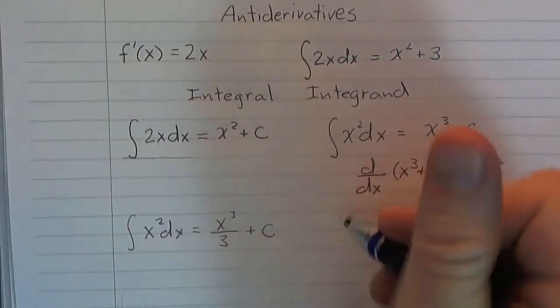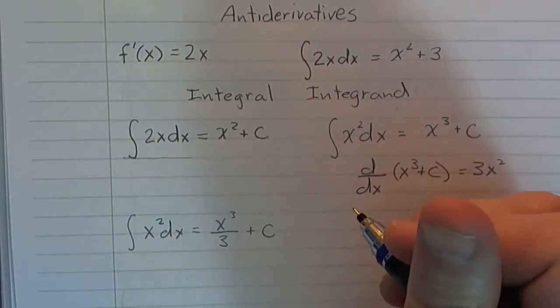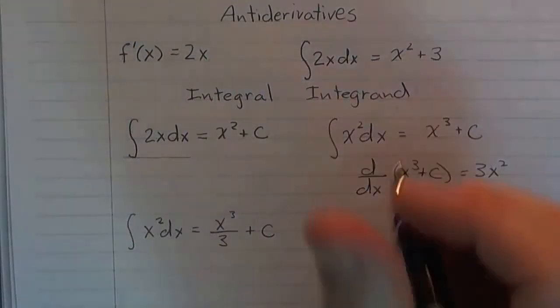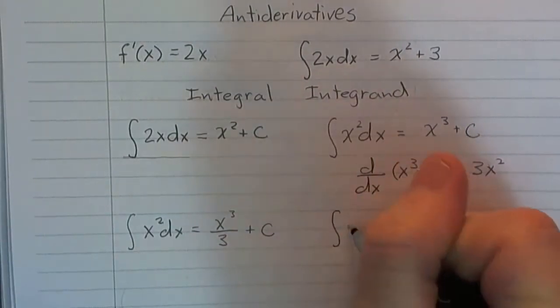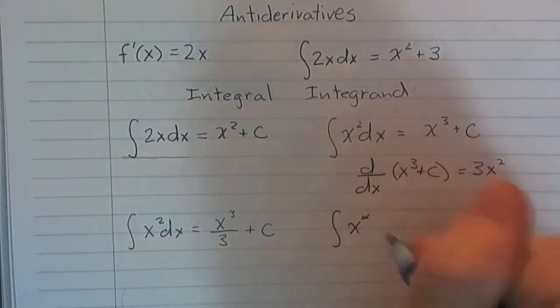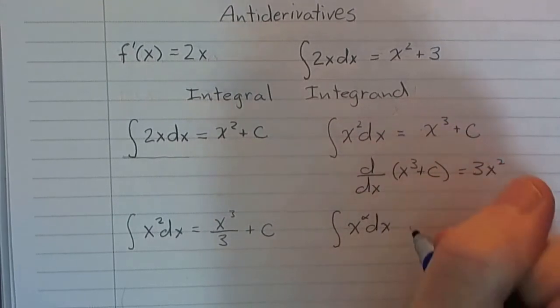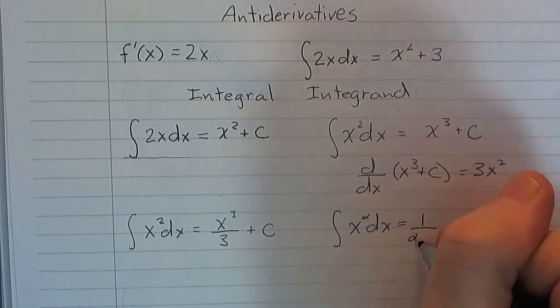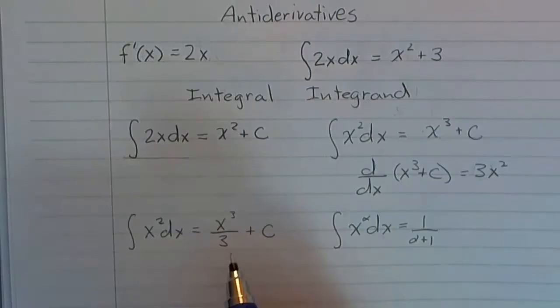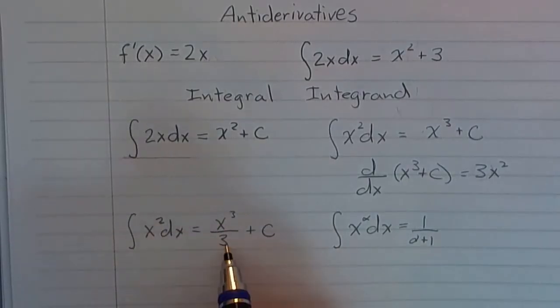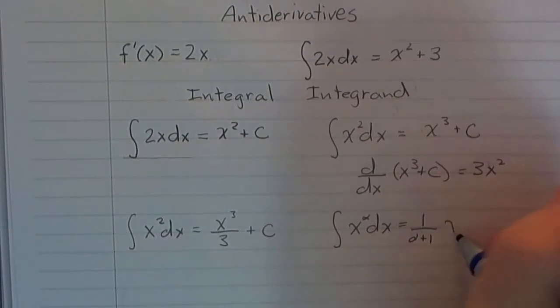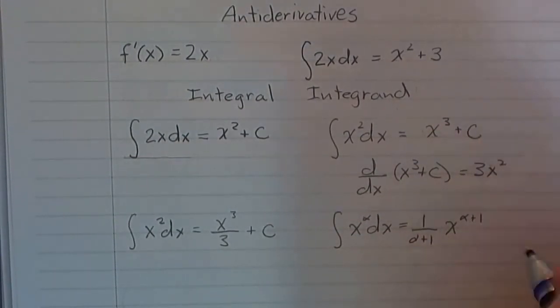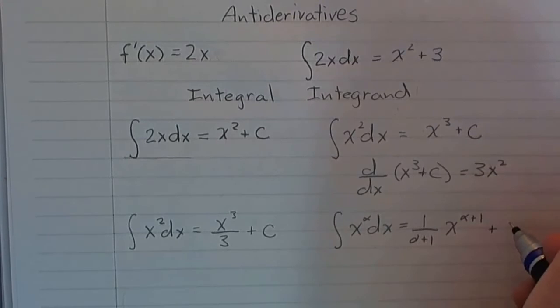And remember, there's a power rule for differentiation where we multiply and then we subtract. Well, for integration, we're going to have something like this. We're going to have x to the alpha, where alpha is a real number, and we're going to say 1 over alpha plus 1, x to the alpha plus 1, plus a constant.